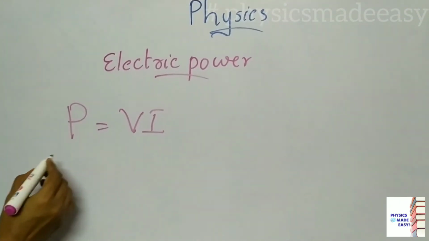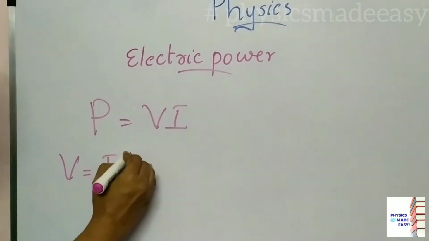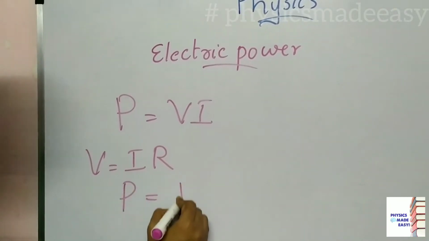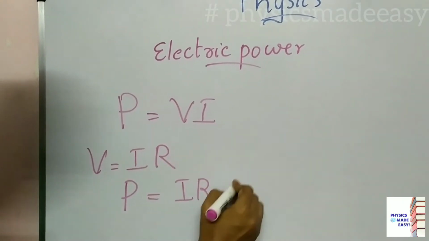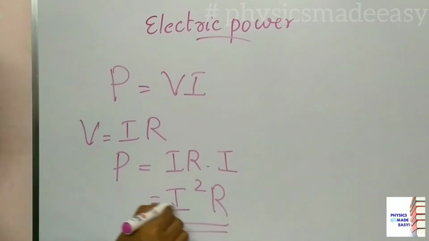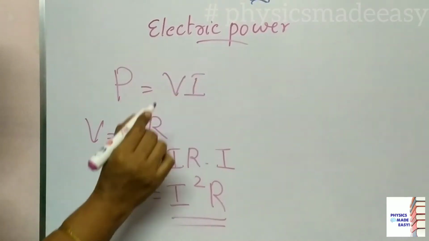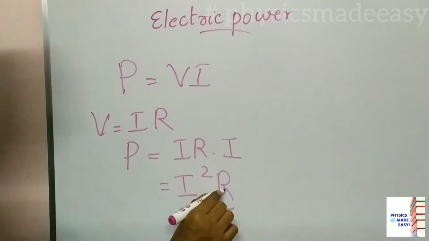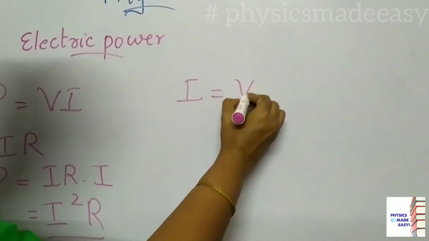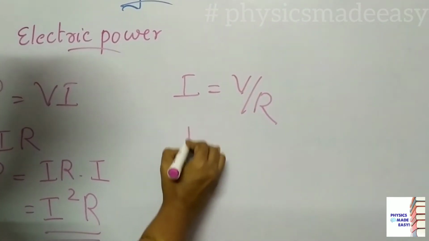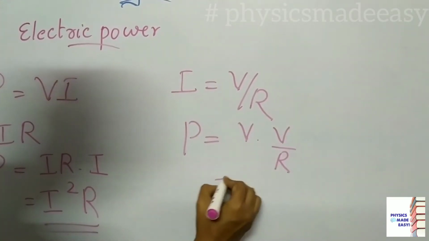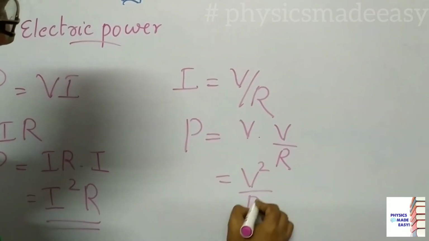Then we can use Ohm's law here. You know V is equal to I into R. Substitute this equation, then you will get P is equal to IR into I. So here I square R. You can get P is equal to I square R. Electric power in terms of current and resistance. So next one we can write I is equal to V divided by R. Then power is equal to V into V divided by R. Then you will get V square divided by R.